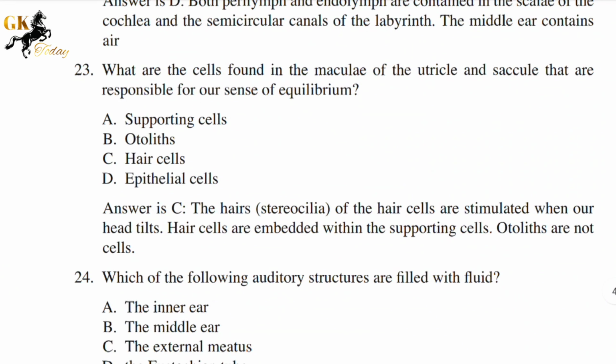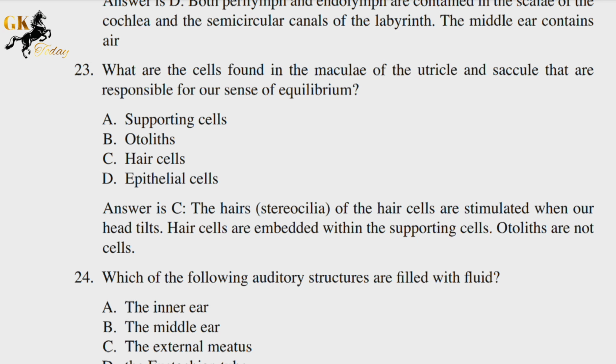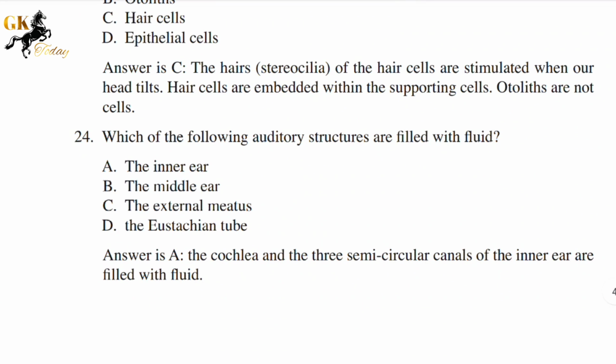What are the cells found in the maculae of the utricle and saccule that are responsible for our sense of equilibrium? Supporting cells, otoliths, hair cells, epithelial cells. Option C, hair cells. Which of the following auditory structures are filled with fluid? The inner ear, the middle ear, the external meatus, the Eustachian tube. Option A, the inner ear.